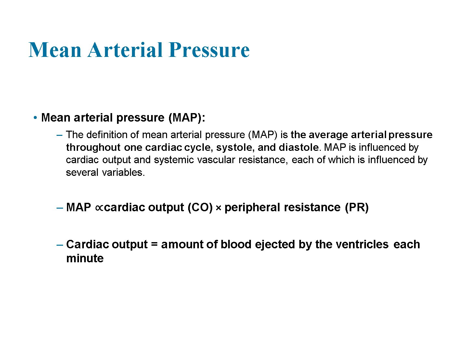It represents the average arterial pressure throughout one complete cardiac cycle, including both systole, the contraction phase, and diastole, the relaxation phase. MAP is primarily influenced by two factors: cardiac output and peripheral resistance. Cardiac output refers to the total volume of blood ejected by the ventricles per minute, while peripheral resistance describes the resistance blood encounters as it flows through the systemic circulation.